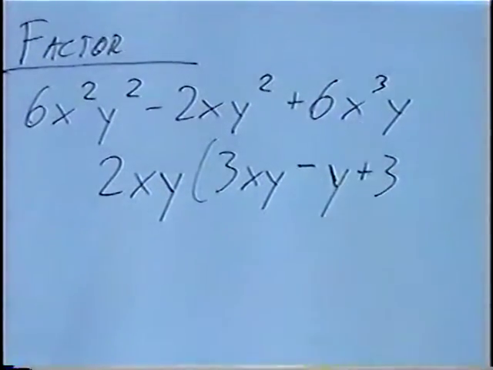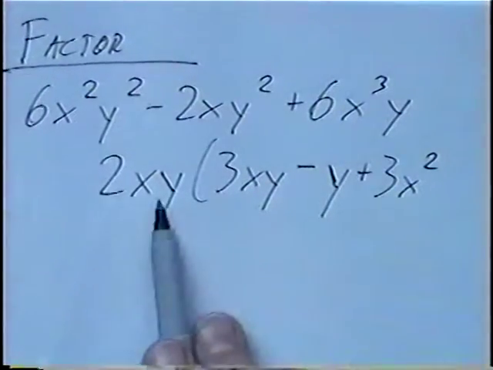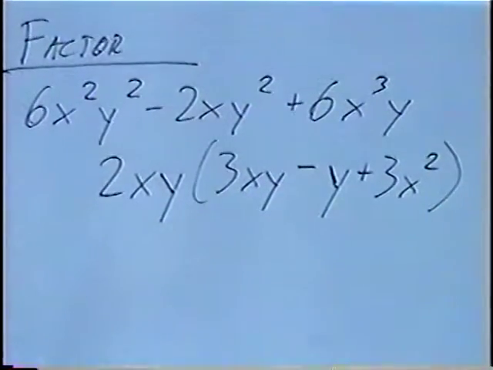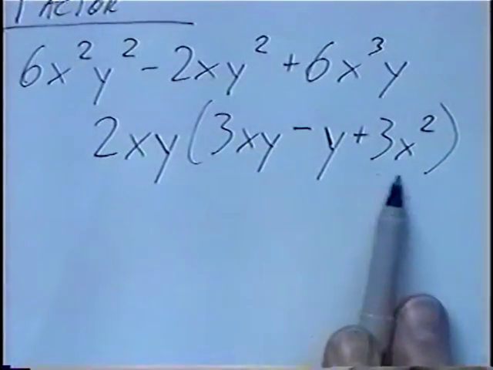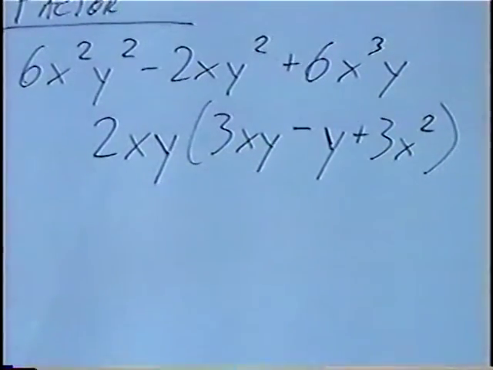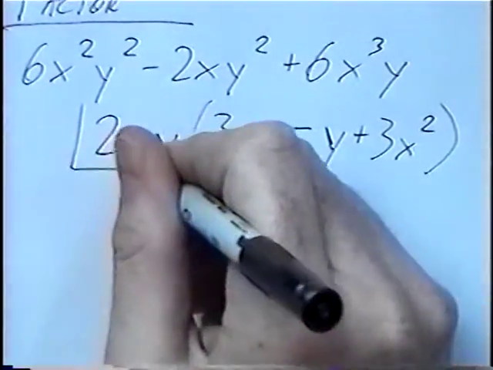Taking out a single x from the x cubed, we'll have x squared, and taking the y out, we won't have y's in our last term. So always a good idea to double check after you factor, see if there's any other terms you can factor out or use any other factor techniques. In this case you cannot.